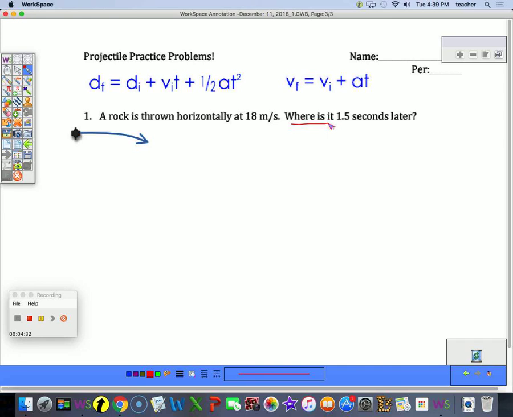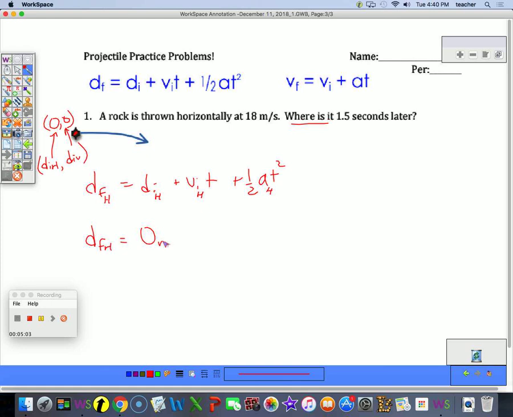To find the horizontal distance, I'm going to call the initial position 0, 0, so the initial horizontal and the initial vertical are 0, 0. The initial horizontal speed we know is 18 meters per second. The time we care about is 1.5 seconds. And horizontally, I know the horizontal acceleration is 0. So this entire last term is not helpful because it disappears. What I'm really left with is that horizontally, where is it? Well, that's 18 times 1.5. That's 27 meters away. There's my horizontal position after a second and a half.